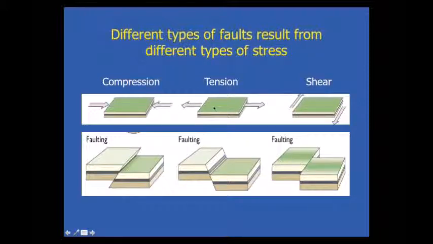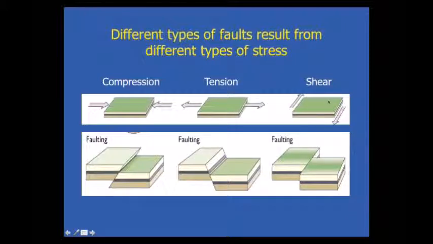Then tensional or extensional stress is when the crustal rocks are being pulled apart laterally. So it doesn't pop open. If it slides along the fault, then it results in the hanging wall block moving down relative to the footwall block. So that type of faulting is a result of tensional stresses, which are common at divergent boundaries where rifting is happening.